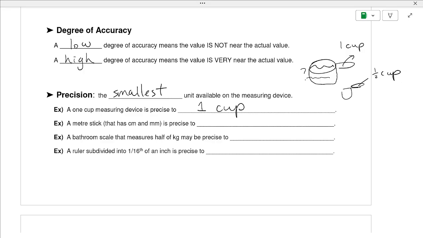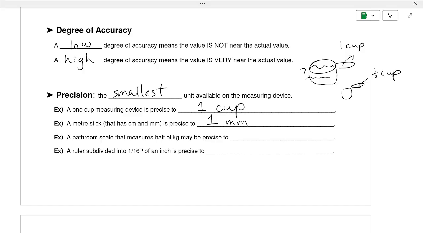If we're looking at a meter stick, what's the precision? What's the smallest thing you can read off of a meter stick? Well, the answer to that is, meter sticks are broken up into centimeters, and then between the centimeters there's 10 little lines, and those are millimeters. So a meter stick is precise to 1 millimeter.